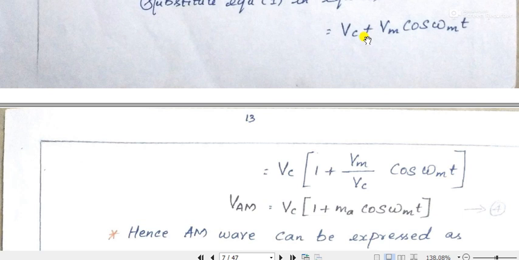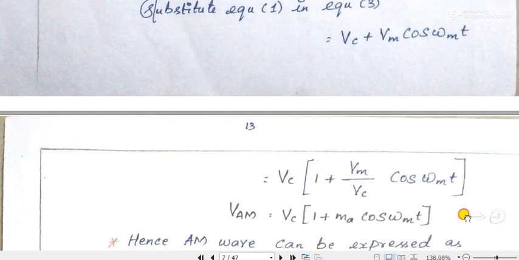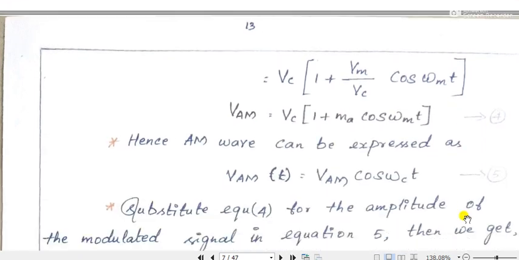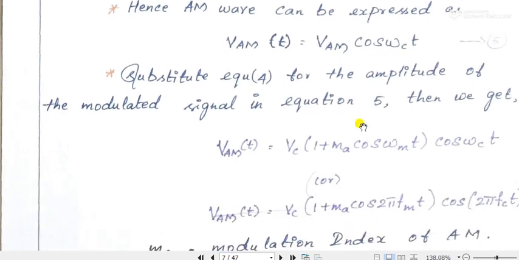And here Vc is common, so taken out. So 1 plus Vm by Vc cos omega mt. And this Vm by Vc is replaced by modulation index Ma. So Vam is equal to Vc into 1 plus Ma cos omega mt. And this is the amplitude of the modulated waveform.